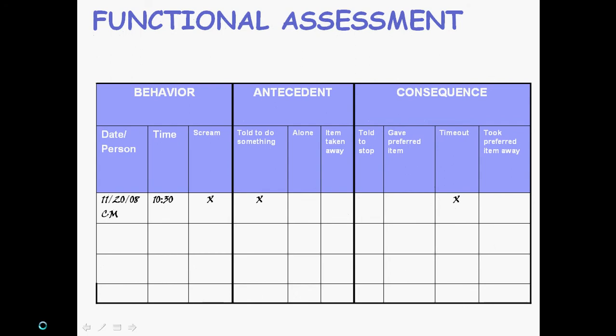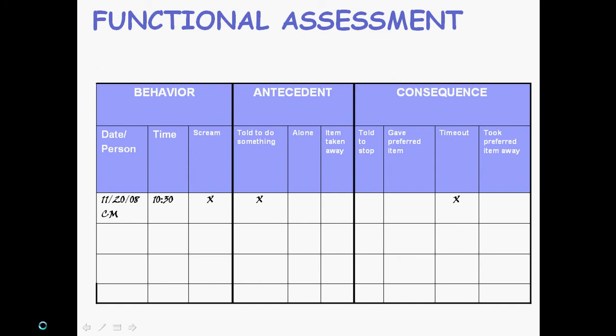If you don't want to write out the antecedents, behaviors, and consequences, you could have a data sheet that's already planned out for you. So here you can see that the behavior is already noted, screaming. So we would simply put an X anytime it happened. And then we have the list of possible antecedents. The child was told to do something, the child was alone, or an item was taken away. Here we see that the antecedent was that the child was told to do something.